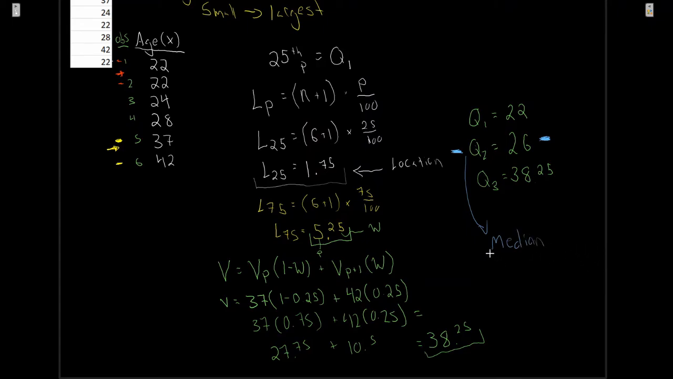And the median, all this means is just our middle. This is our middle value. In terms of all of our data, 26 is right smack dab in the middle. Half of our observations are smaller than 26. Half of our observations are bigger than 26.